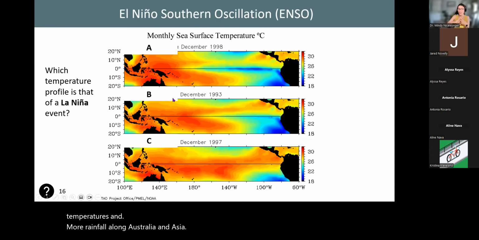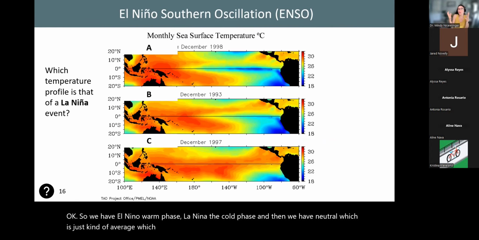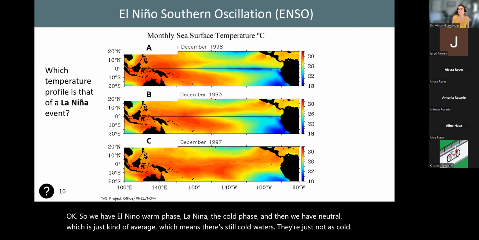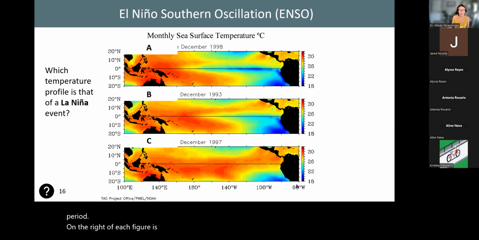Okay, so we have El Nino, the warm phase, La Nina, the cold phase, and then we have neutral, which is just average, which means there's still cold waters. They're just not as cold. So here's some real sea surface temperature data from the 1998, 1993, and 1997 period. On the right of each figure is South America. On the left is Australia and Asia, Indonesia.